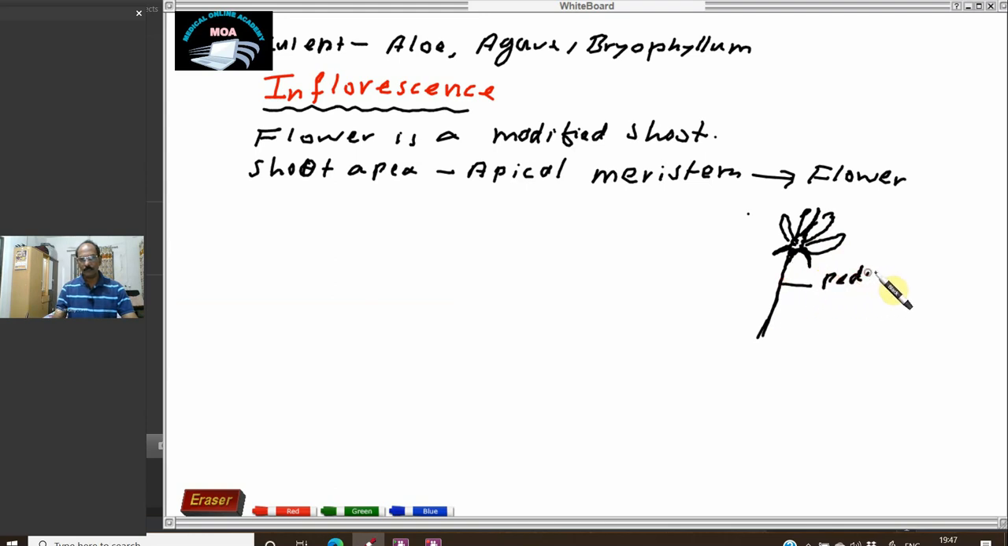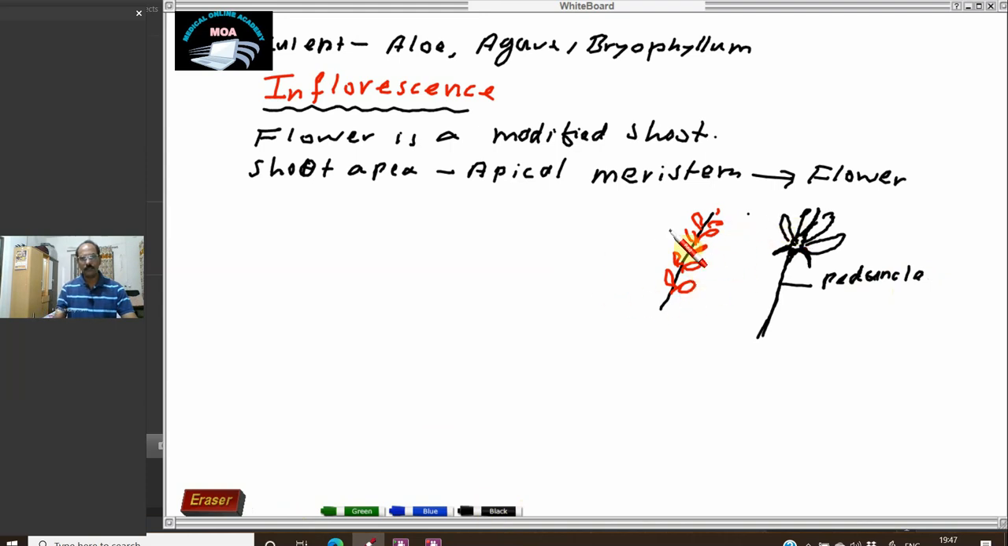Okay. So sometimes only one flower is present on the peduncle, or maybe a group of flowers will be present on the peduncle. For example, this is the peduncle. On the peduncle, you can see a number of flowers. Here is one flower. This is another flower. So a number of flowers are arranged on the peduncle. So that becomes a group.